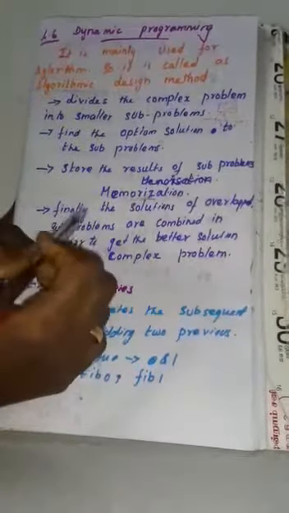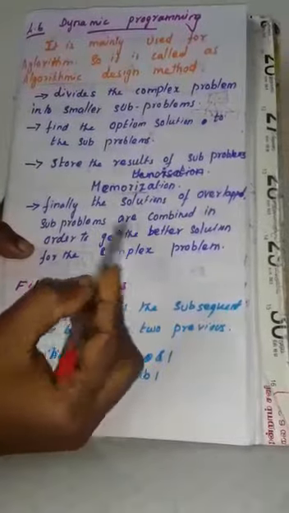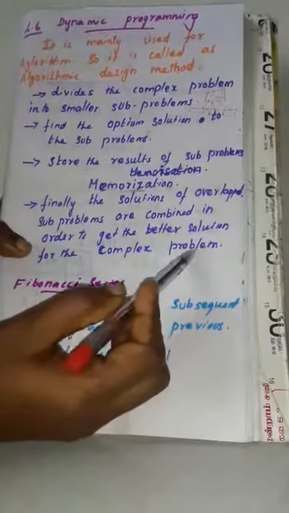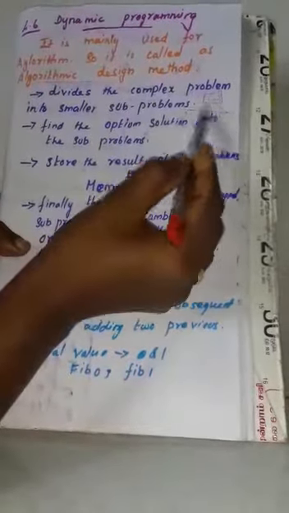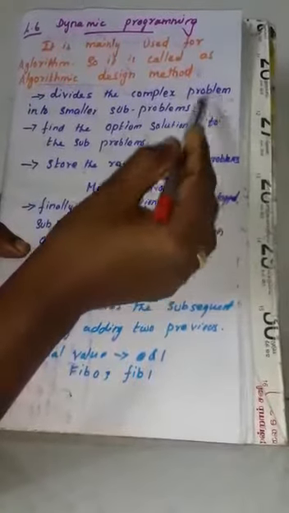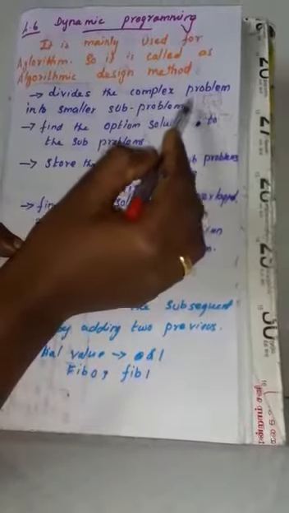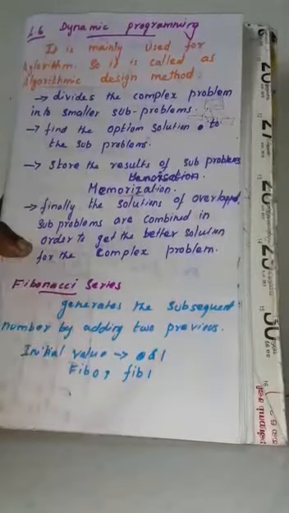Okay. Next, finally, the solutions of overlapping subproblems are combined in order to get the better solution for the complex problem. The subproblem results are combined, and finally we find the final result. Okay, this is dynamic programming.